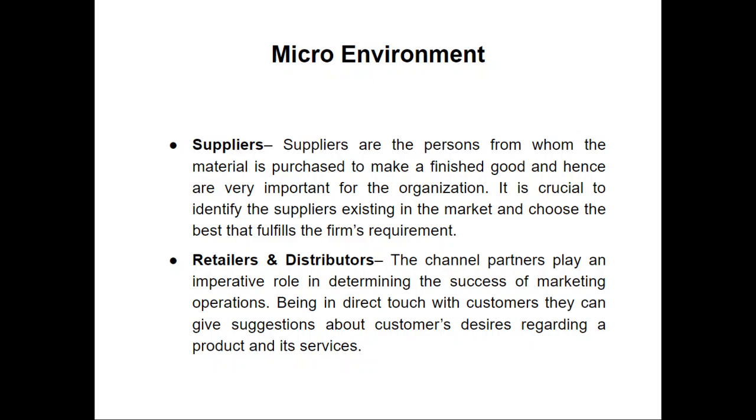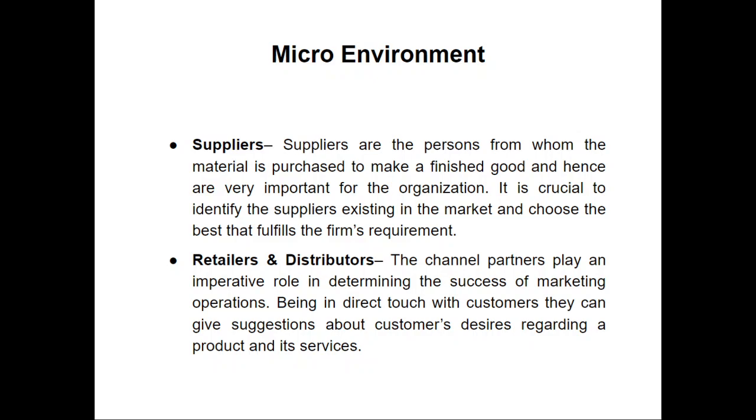The next element of micro environment is suppliers. Suppliers, here we mean the people who are supplying the raw materials to the company and to the business, and what are their policies and procedures. They too have certain rules and regulations that are going to be binding the company. Suppliers are the persons from whom the material is purchased to make a finished good, and hence are very important for the organization.